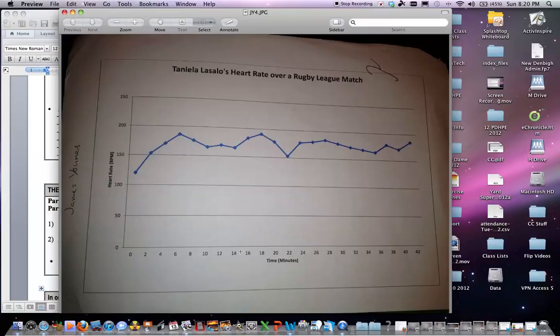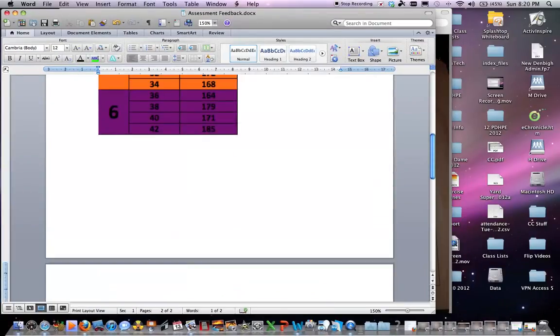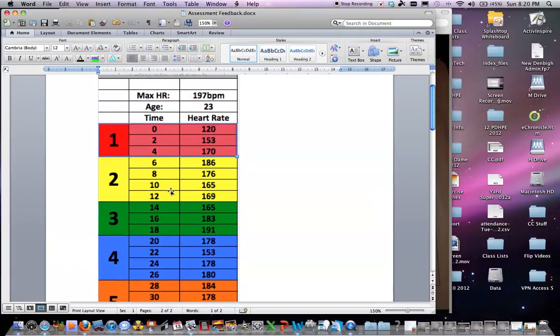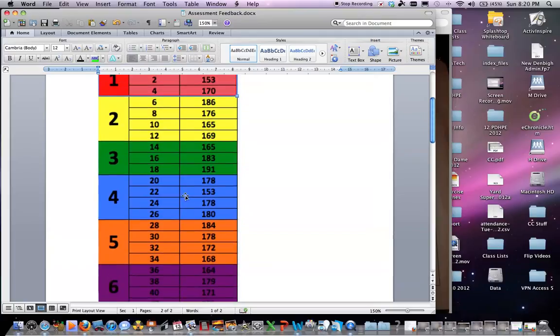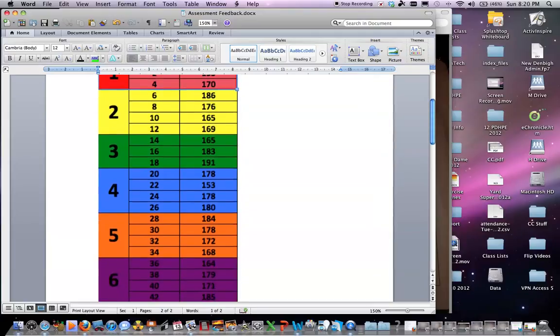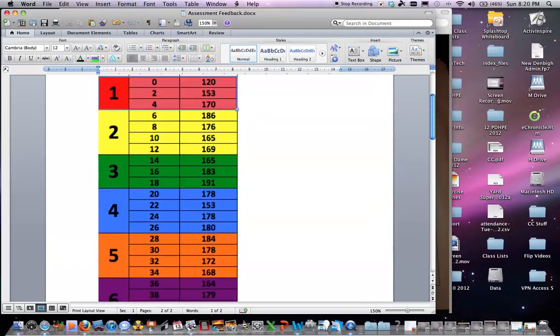Now this referred to this table here, obviously, which had each of the time frames, the 6 time frames, made up of 2-minute increments, and outlining what the heart rates were for each of those 2-minute increments of the 42 minutes. And the 42 minutes was made up of possibly some extra time and some stoppages. That's why there was 42 minutes in that first half.